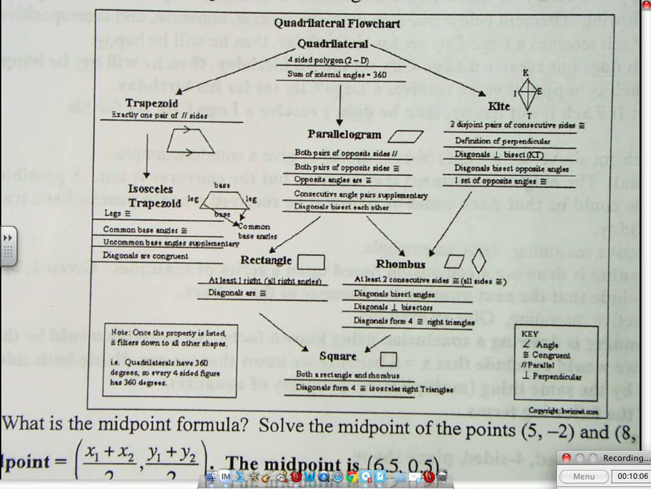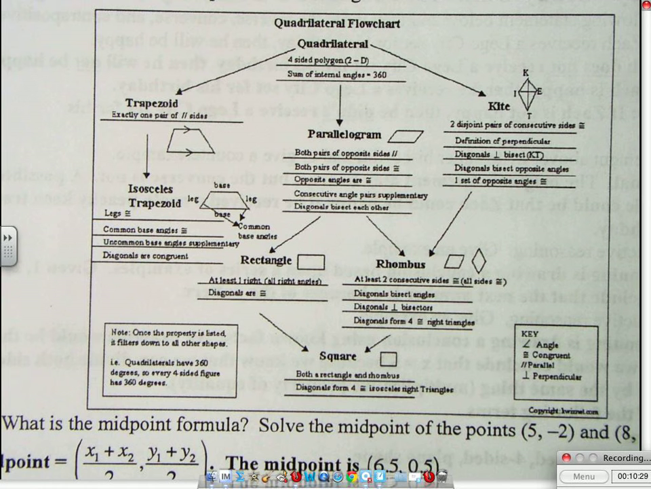A rectangle, at least one right angle. They end up all being right angles. Diagonals are congruent. Rhombus, at least two consecutive sides are congruent. All sides end up being congruent. Diagonals bisect the angles. Diagonals are perpendicular. Diagonals form four right triangles.